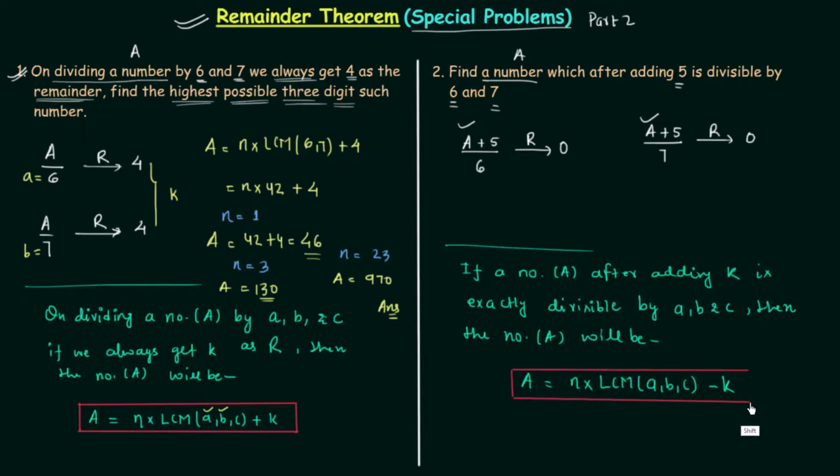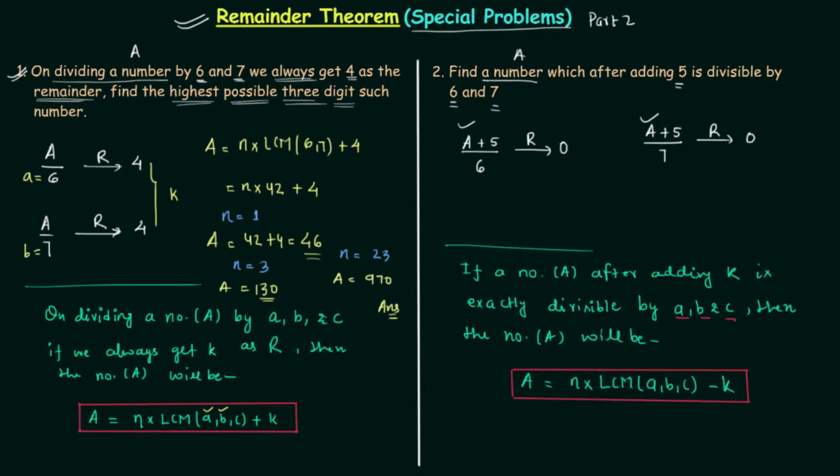I will put this formula inside the box. I hope you understand the condition and also the formula. There's a difference between this formula and the previous formula. There, k is the final remainder and it is added to the LCM of a, b, c multiplied by n. Here, k is the number which we are adding to the number A to make it completely divisible by a, b and c, and k is subtracted from n multiplied by the LCM of a, b and c.